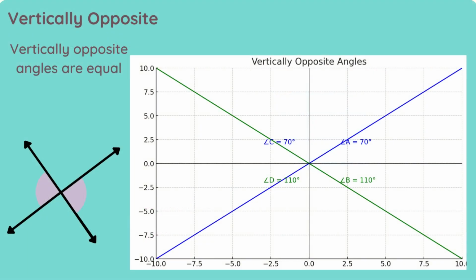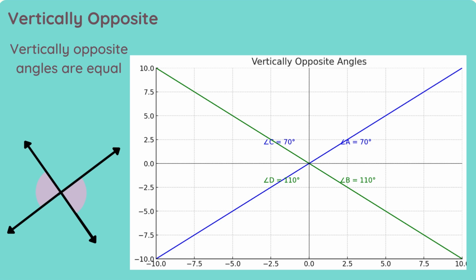Vertically opposite angles. Vertically opposite angles are formed when two straight lines intersect. At the point of intersection, two pairs of opposite angles are created, and these opposite angles are always equal. Example. Imagine two straight lines intersecting at a point, creating four angles, angle A, angle B, angle C, and angle D. The angles opposite to each other are called vertically opposite angles. Angle A and angle C are vertically opposite angles. Angle B and angle D are also vertically opposite angles.